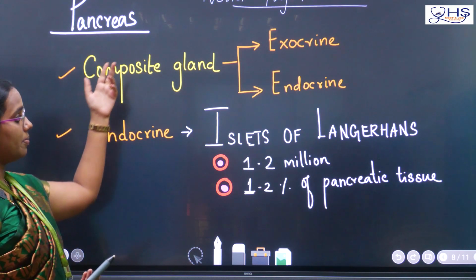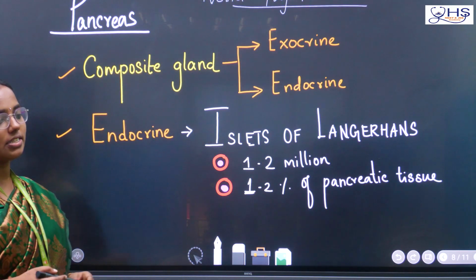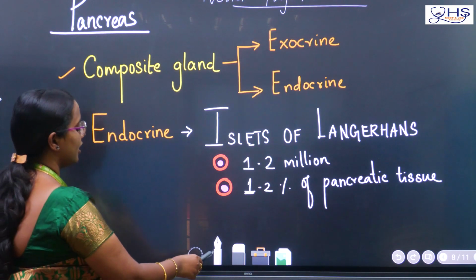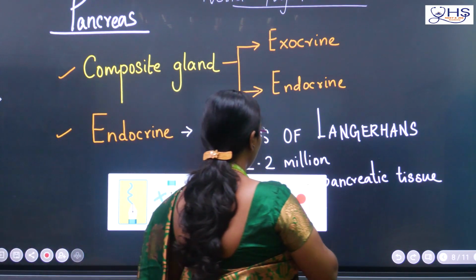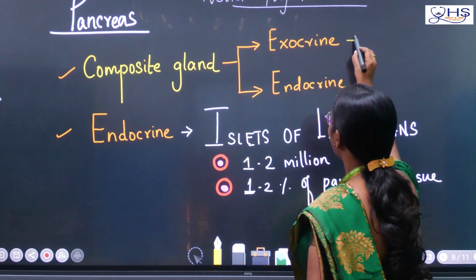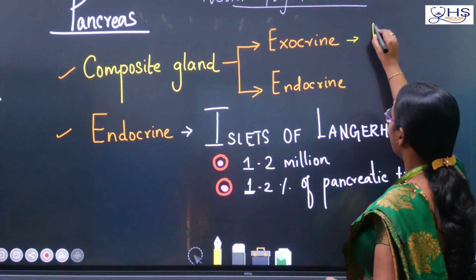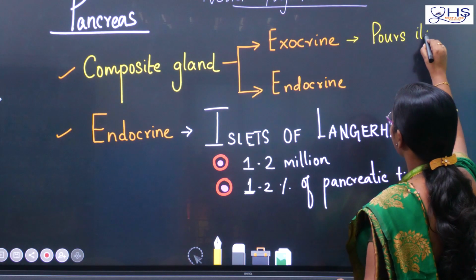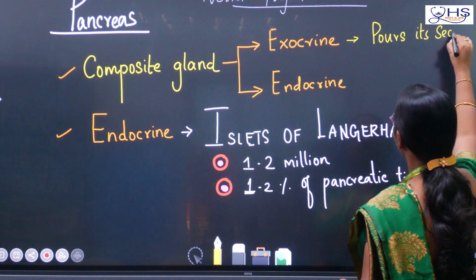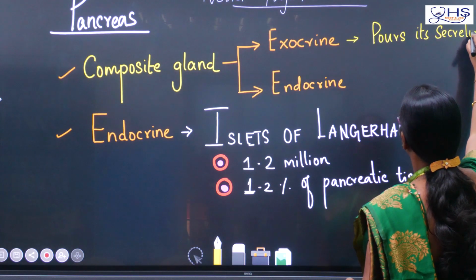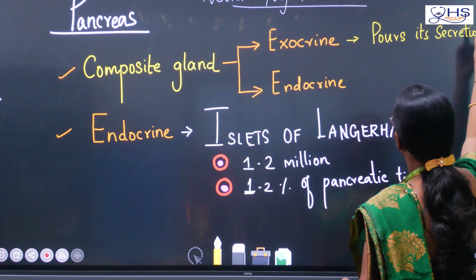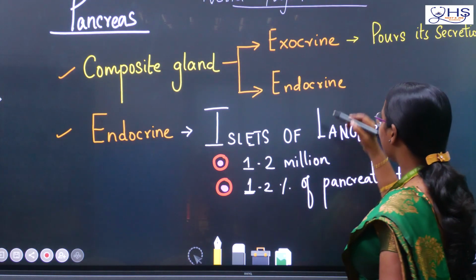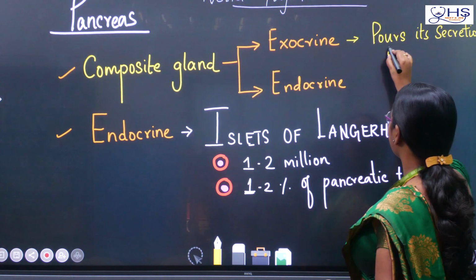Here it is comprised of both kinds of glands: one is exocrine, another one is endocrine. What is the meaning of the word exocrine? Exocrine glands are the glands which pour their secretions into a duct.